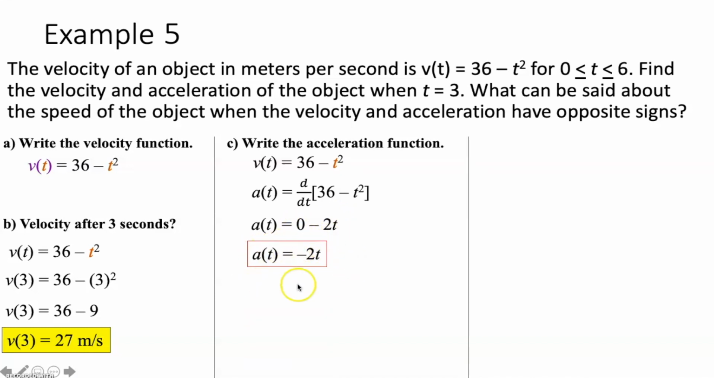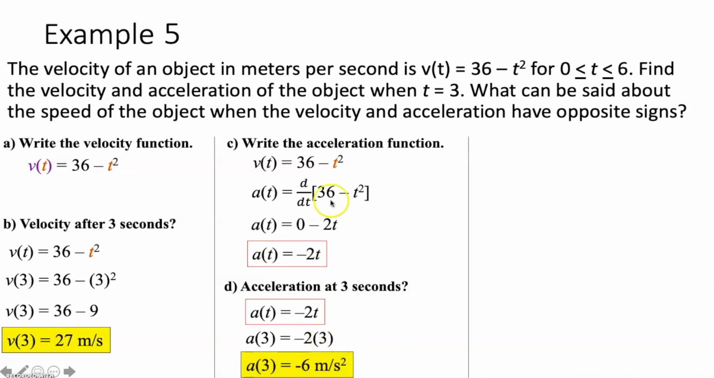That's our acceleration function. But that's not what it wanted. It wanted the acceleration of the object when t is equal to 3. So how do we find the acceleration at 3 seconds? Well, we take 3 and we plug it in for t in the acceleration function. And what is negative 2 times 3? That's going to be negative 6.